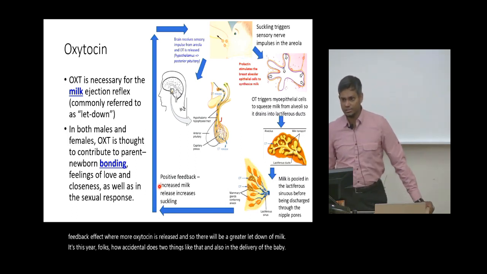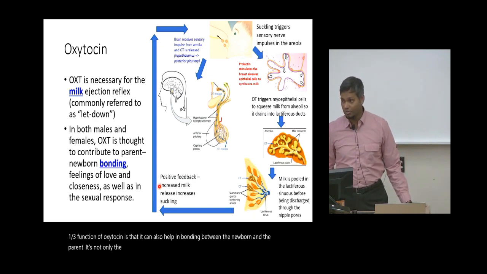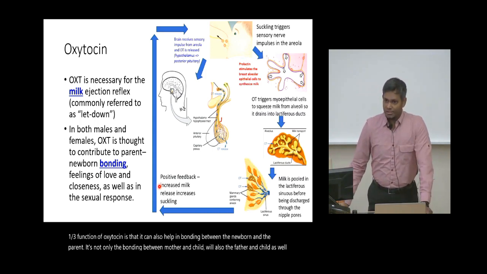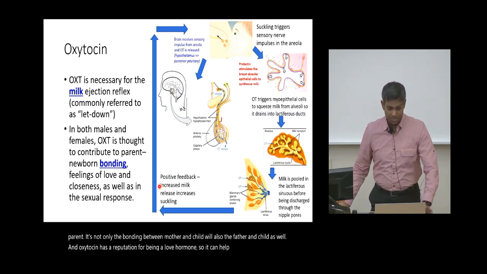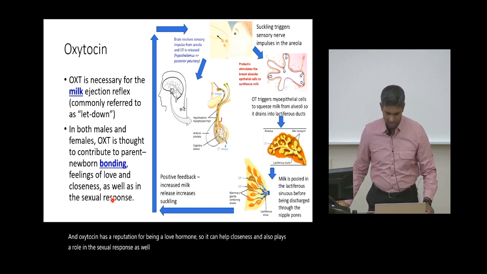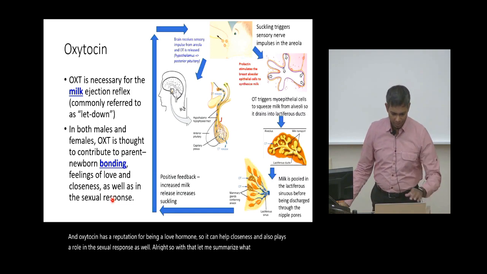A third function of oxytocin is that it can also help in bonding between the newborn and the parent. It's not only the bonding between mother and child, but also father and child as well. Oxytocin has a reputation for being a love hormone, so it can help with closeness and also plays a role in the sexual response as well. So with that, let me summarize what we discussed up to this point.